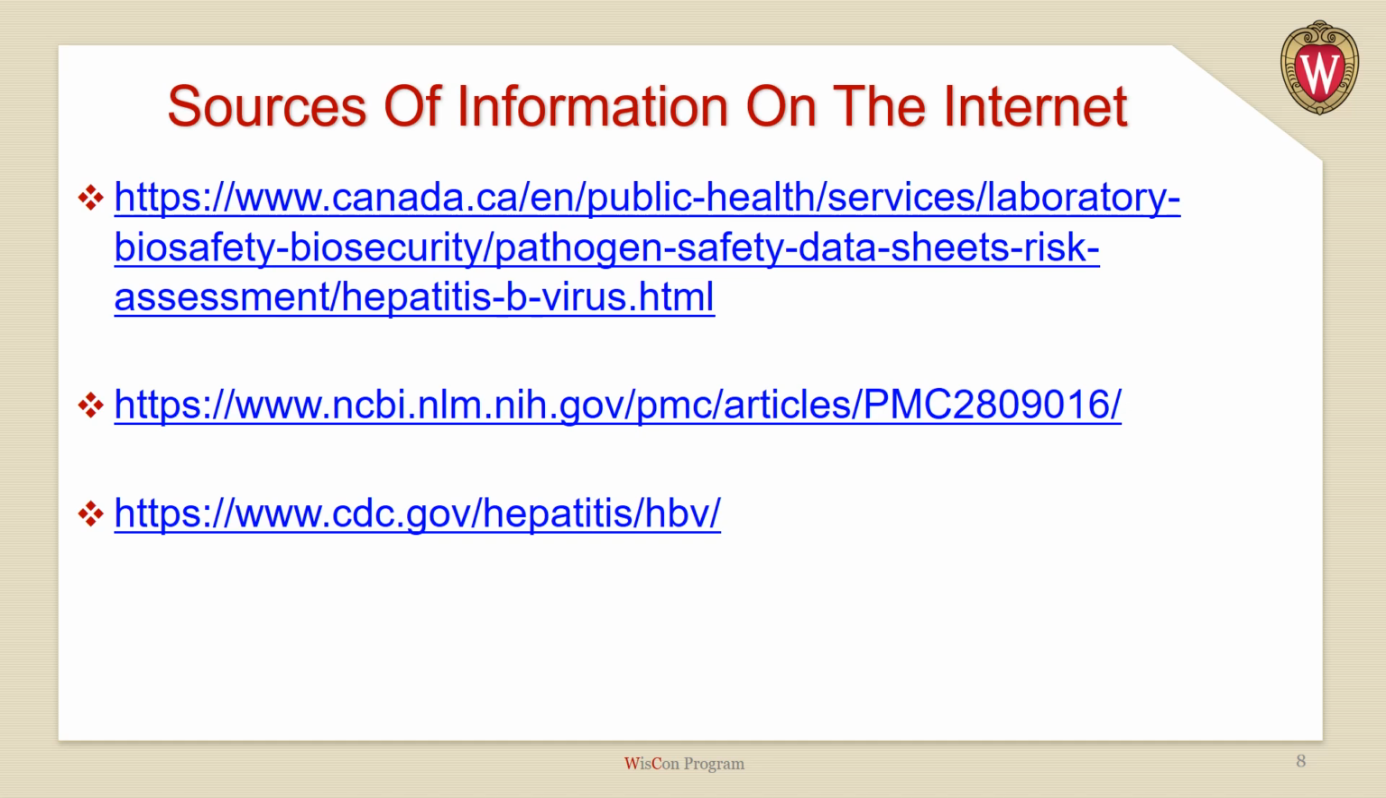Sources of information on the internet. One of my go-to places is the Canadian Safety Data Sheets regarding pathogens. There is a great deal of information, and it is one of my favorites. The NIH has a website and articles on hepatitis B, and the CDC also has information on hepatitis B.